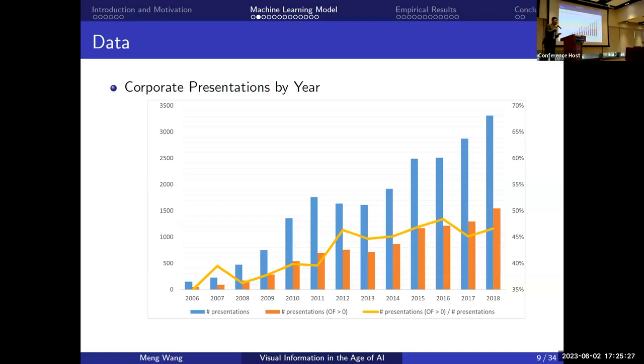What we can see from this figure, at least in our sample, is that first, the number of presentations increases over the years. And second, what's more interesting is that in recent years, firms are more likely to have pictures of original forward-looking innovation in their slides. So in recent years, firms have more pictures of their product designs or blueprints or any kind of original forward innovation in the slides.